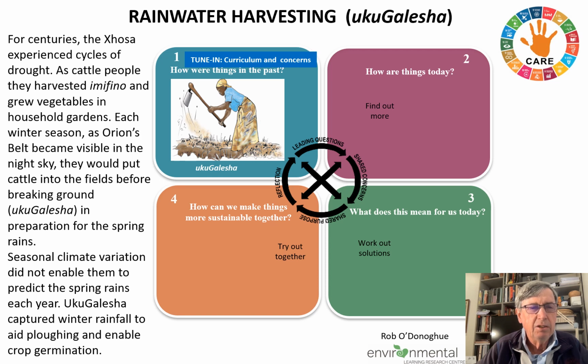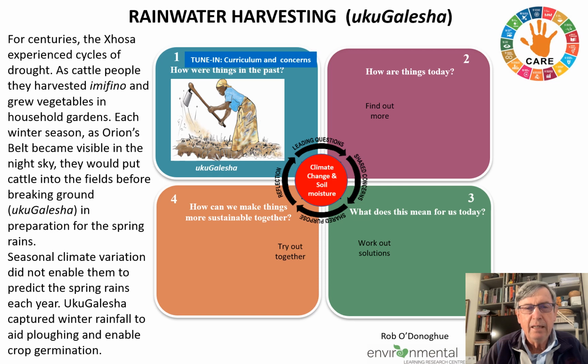Each winter season, as Orion's belt became visible in the night sky, they would put cattle into the fields to fertilize these before breaking ground in preparation for the spring rains, so that the seasonal climate variation did not enable them to predict the spring rains each year. Ukugelesha allowed them to capture winter rainfall to aid ploughing and to enable crop germination.